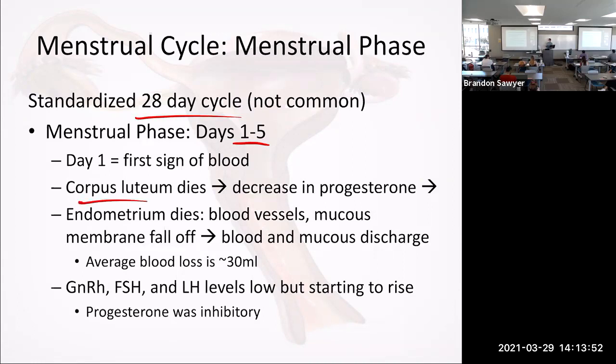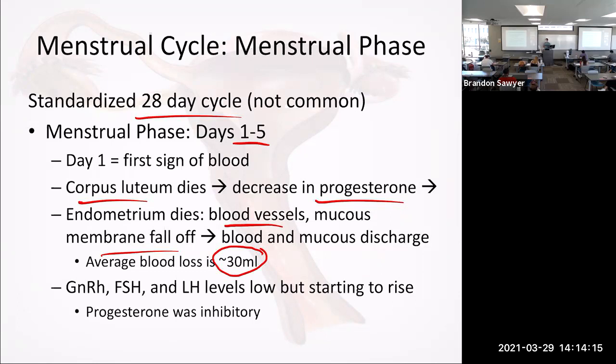The corpus luteum dies, that drops the progesterone levels. Progesterone's job was to keep that endometrium alive. And so the endometrium dies. So blood vessels, mucous membrane, this all just starts falling off, okay? And this is the blood loss. It's typically somewhere around 30 mils. Obviously, this can vary quite a bit, depending on the woman, depending on their age, lots of different factors.